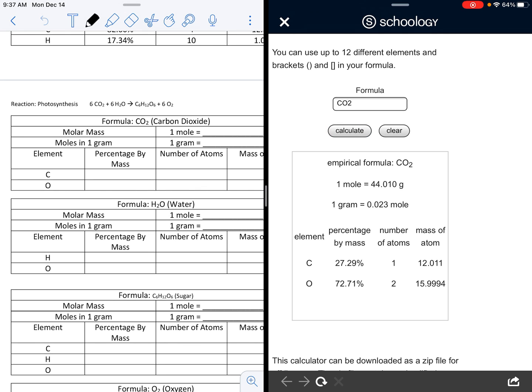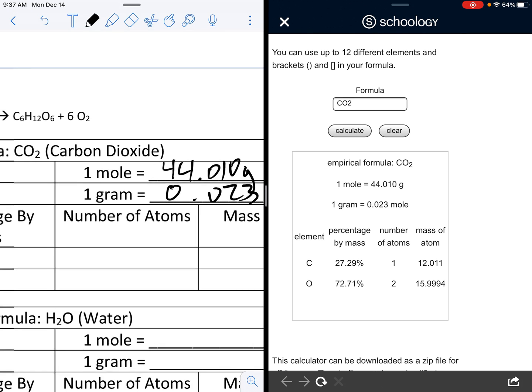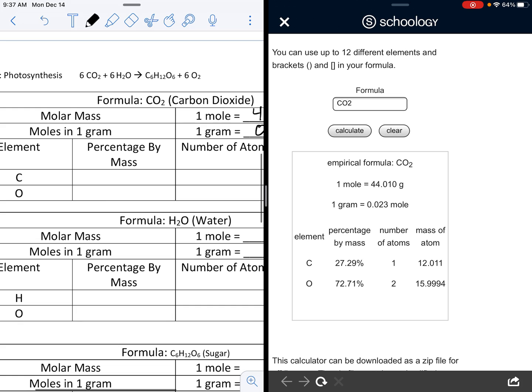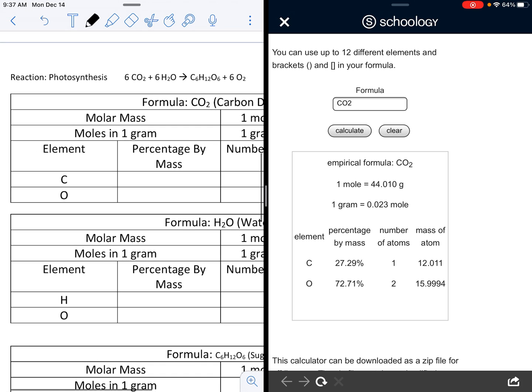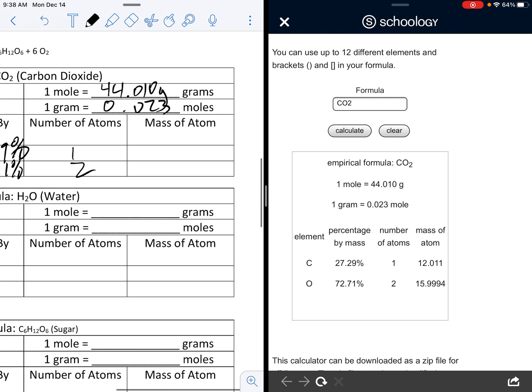Come on now, there we go. And then I'm just going to type it in. All right, CO2, 1 mole has a mass of 44.010 grams. 1 gram is equivalent to 0.023 moles. Percent by mass, you have 27.29% of carbon. Oxygen, you have 72.71%. And number of atoms, you have 1 and 2. And then mass of the atom would be 12.011 and 15.994.